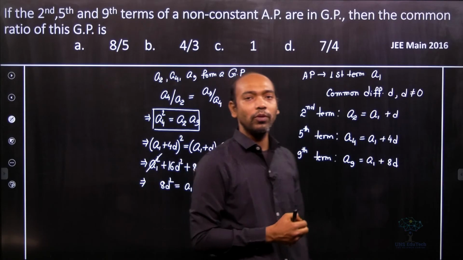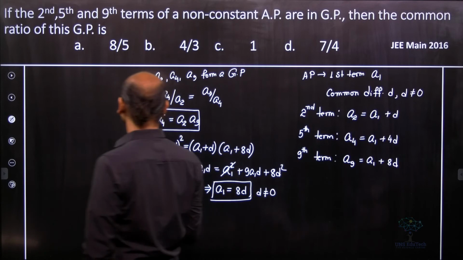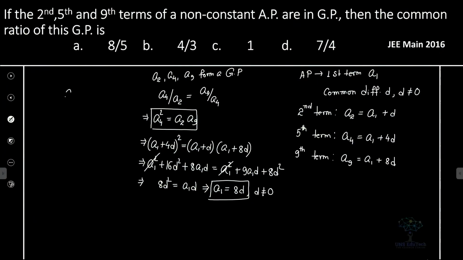Now what do we have to find? We have to find the common ratio. What is the common ratio? Obviously A5 by A2. So using this, let us calculate A2. A2 is actually A1 plus D, so that is 9D. And A5 becomes A1 plus 4D, so it is 12D. So the common ratio R is equal to A5 divided by A2, that's 12 by 9, so it's equal to 4 by 3. Therefore 4 by 3 is the correct option. So option B is the correct option.